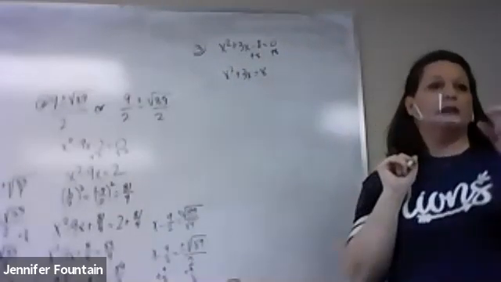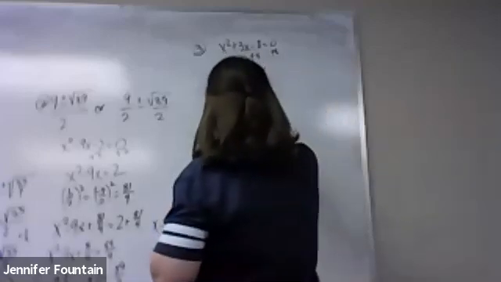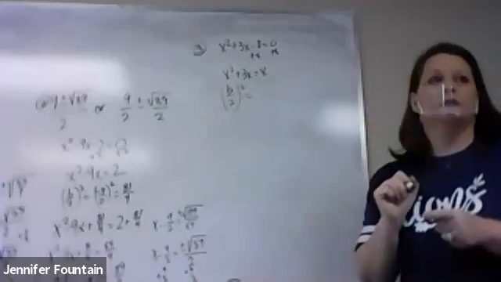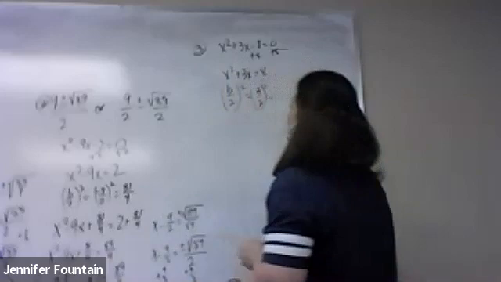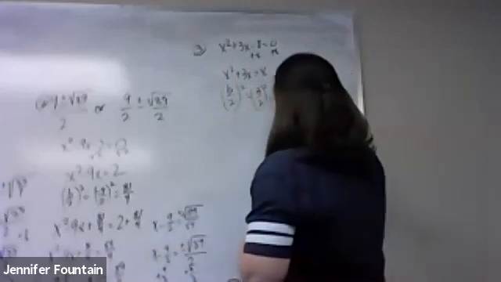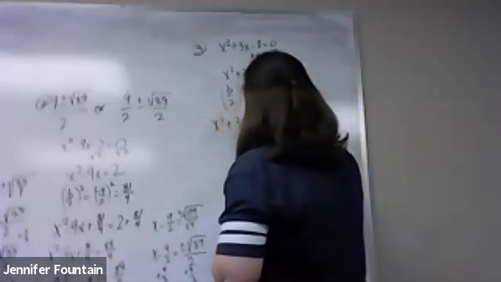Next step, b divided by 2 squared. B is what number? 3. 3 over 2 squared. What is 3 squared? 9. And 2 squared is? 4. So I have 9 over 4. I need to add that to each side.